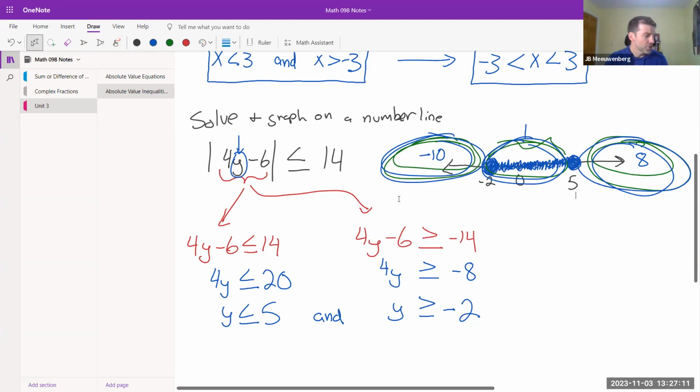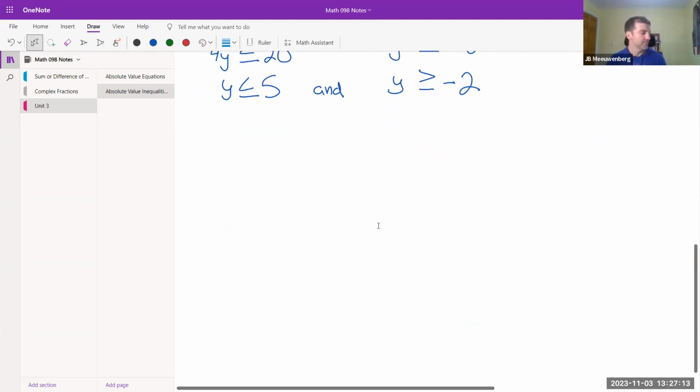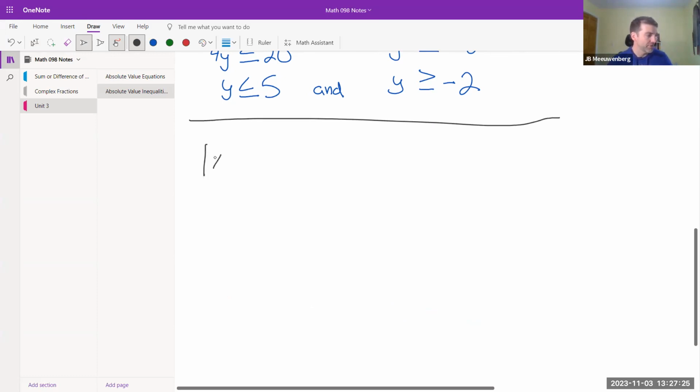Okay, so let's do some more here. Same thing, solve and sketch on a number line. Let's do the absolute value of x is greater than. So I'm going to now do some greater thans. Absolute value of x is greater than. Let's use that same number we started with, 3.